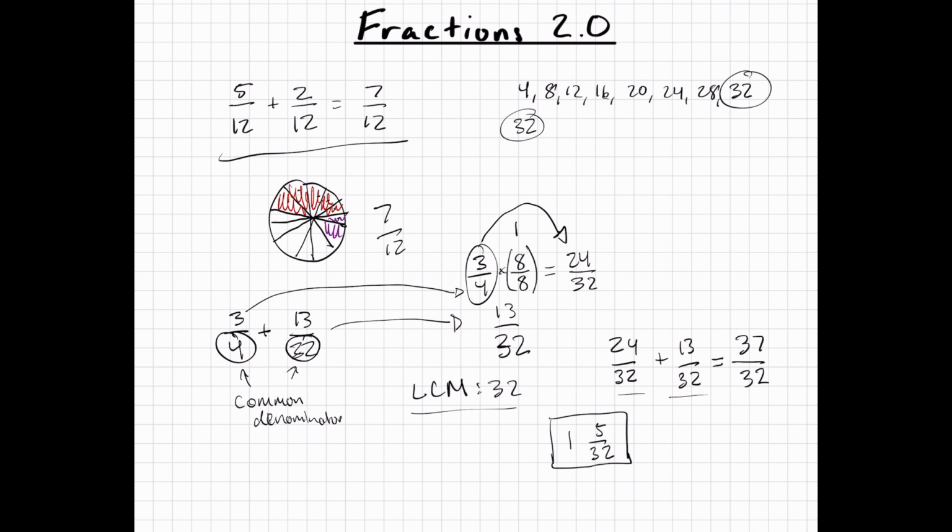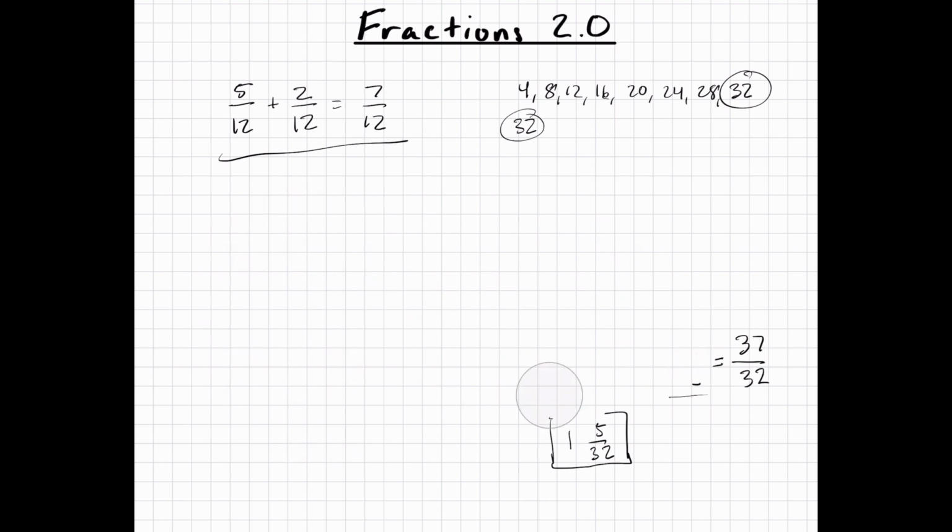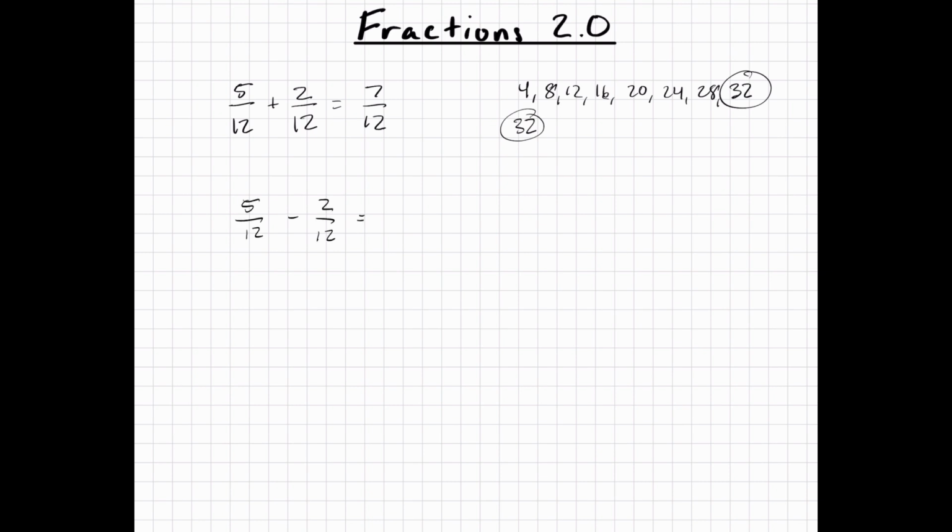Subtracting fractions works exactly the same way. If they have a common denominator, a denominator that's the same, for example, 5 over 12 and 2 over 12, we can subtract them the exact same way. Let's say we were doing 5 over 12 minus 2 over 12. This gives us 5 minus 2, which is 3 over 12, which we can then simplify by dividing each number by 3 to convert us to 1 over 4. So this would be our answer for 5 over 12 minus 2 over 12.